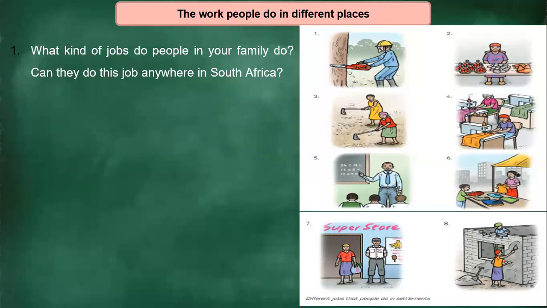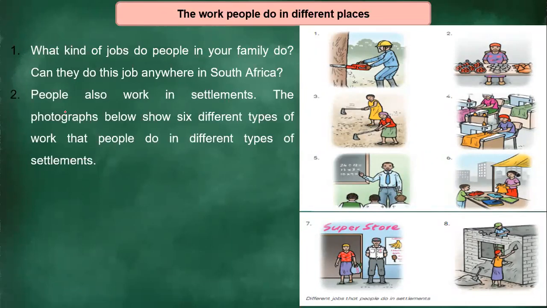Where are they doing their job? Different settlements? Ma'am, my mother works from home. My father works at the same place, in the city. Yes, in the city. Fantastic. Thank you, Michaela. So you see, people also work in different settlements.